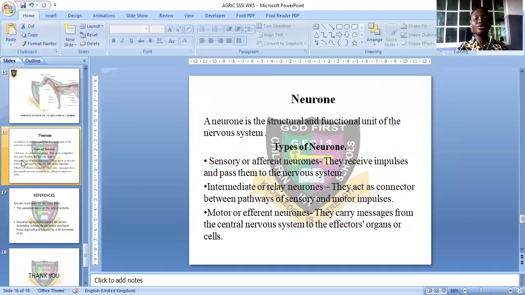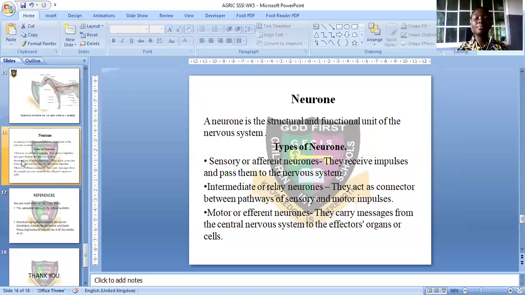The second type of neuron is intermediate or relay neurons. They act as connectors between the pathways of the sensory and the motor neurons. Intermediate, from the word intermediary. They act as connectors, that is, they connect the pathway of the sensory neuron and the motor neuron.